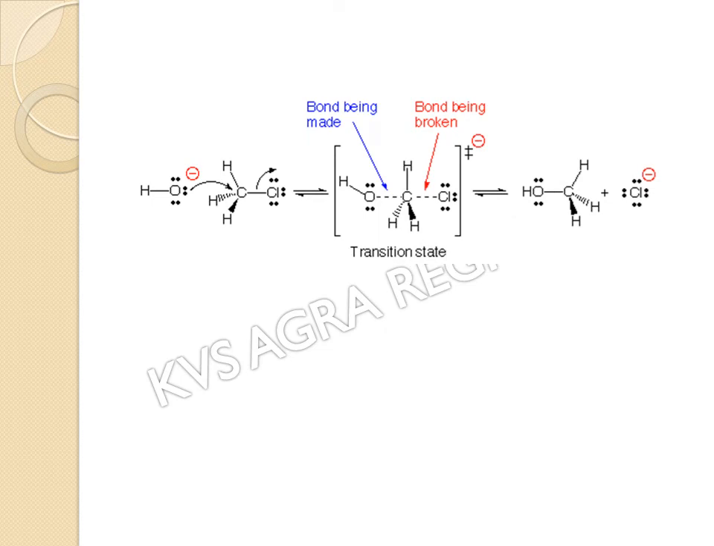Here we can see this equation. The attack of nucleophile on the carbon attached to the halogen results in the making of a new bond between nucleophile and carbon and breaking of bond between carbon and halogen. The halogen leaves and product is formed. Here just see the configuration, and when product is formed, inversion of configuration takes place.